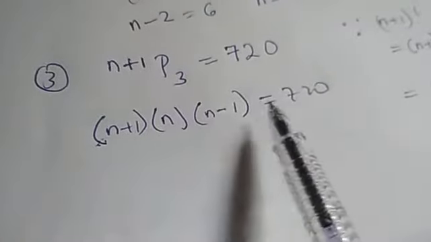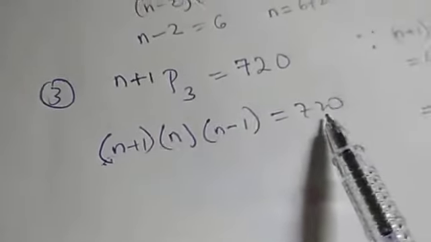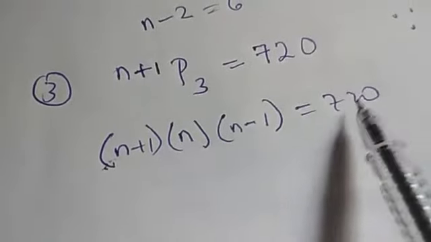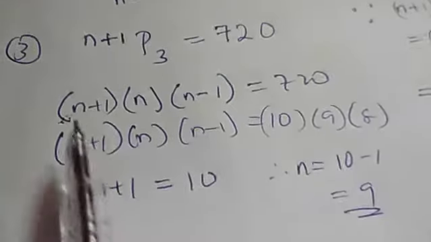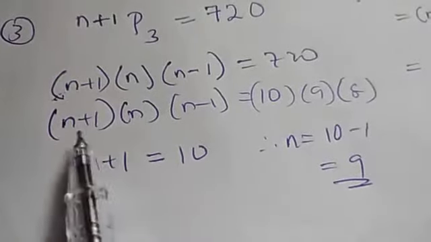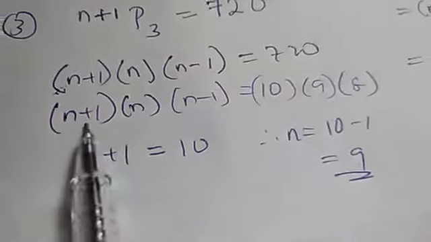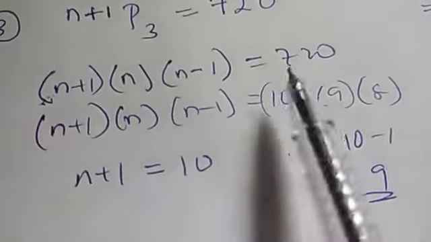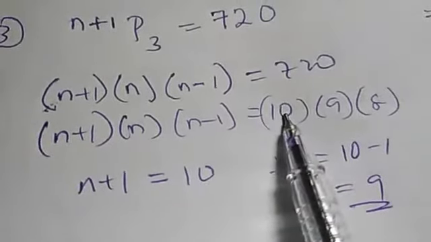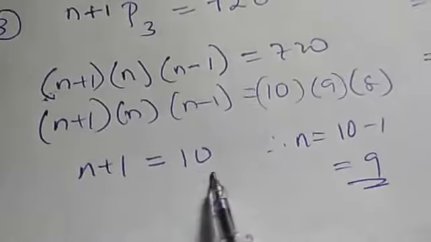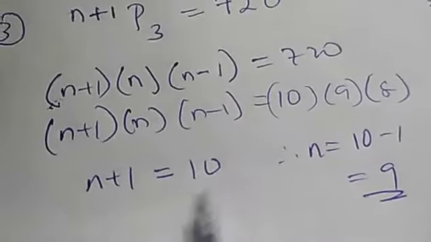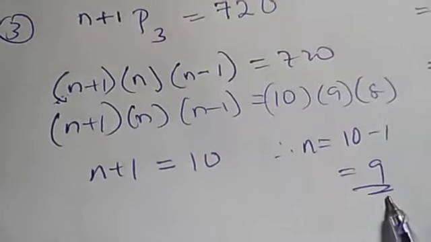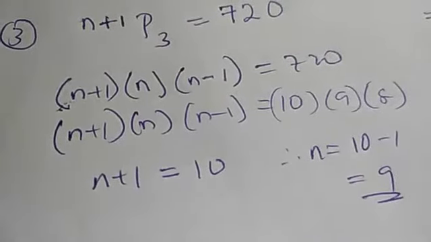Now we are looking for 3 numbers that will give us 720. And those numbers will be 10, 9, and 8. They will give us 720. So that will give me 10, 9, and 8. Just pick the first number. The first number is n plus 1, equal to the first number here too, which is 10. So we say that n plus 1 is equal to 10. Then you need to make n the subject of the formula. n will now be equal to 10 minus 1, which is equal to 9. And that completes the solution.